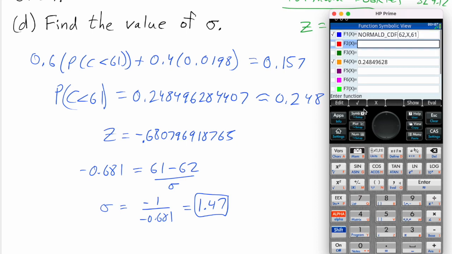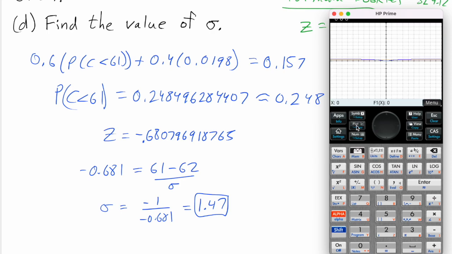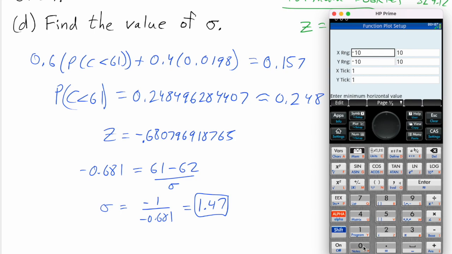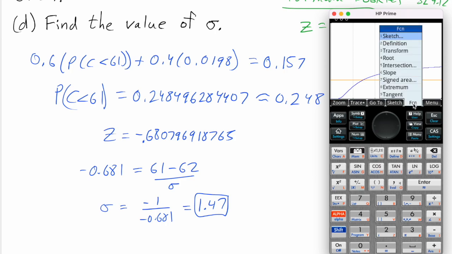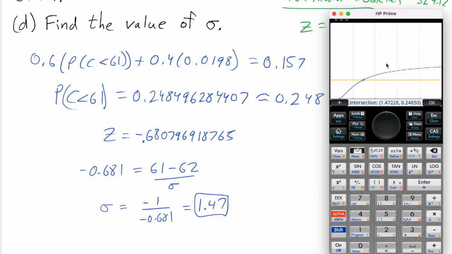So I click OK, and then I can solve this by graphing. Now that graph looks a bit messed up, so I'm going to have to zoom in. Let's go to shift plot. Our x values go from, so x is standard deviation, I don't know, 0, let's say 5. The y values in this are probabilities, so those go from 0 to 1, right? And let's go to plot now. There you can see the point of intersection. So let's go to function, intersection, and you see we get 1.47 as well.